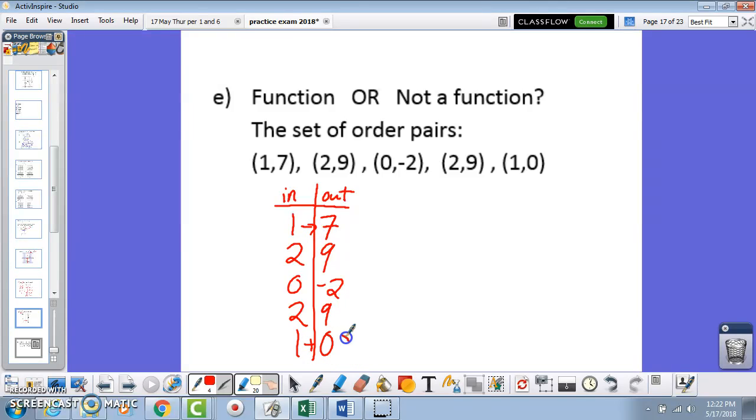I'm already done. It's not a function. Because even though I've got 2 gives me 9 and 2 gives me 9, once I find one place where I have the same input and different outputs, I'm done. It is not a function.